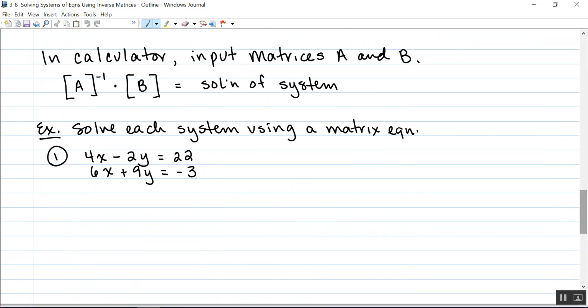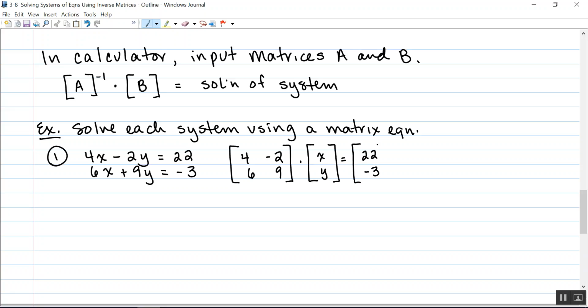Okay, so let's solve this system using a matrix equation. First thing I'd like you to do is I want to see the matrices that you write out. So let's create our coefficient matrix with 4, -2, 6, and 9. My variable matrix is an x and a y. And my constant matrix is 22 and -3. Okay, and remember this is A, this is x, and this is B.